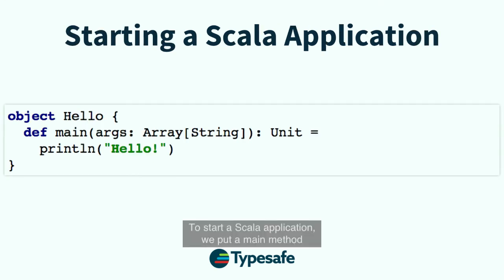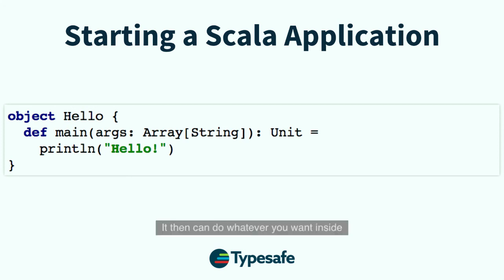To start a Scala application, we put a main method inside of an object. The object can be called anything you want. The def main has to follow a specific convention where it has some arguments of a type array of string and returns a type of unit, which is a rough equivalent value to a void in the JVM. It then can do whatever you want inside of the bootstrapping main method, such as create other classes and services.